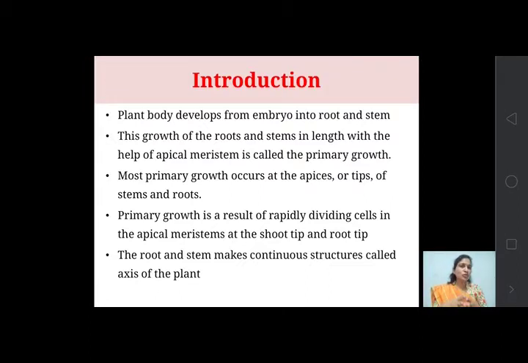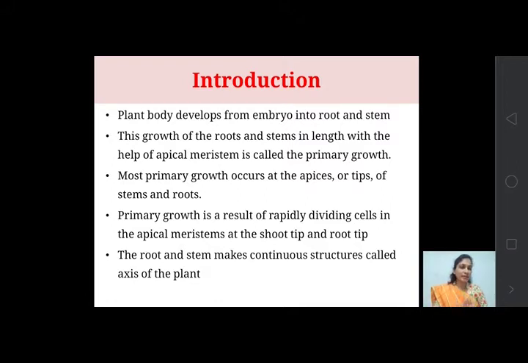So this growth of root and stem in length, with the help of what? With the help of apical meristematic tissues, it is known as the primary growth. Most primary growth occurs at the apices, at the tip of the stem and root. Primary growth is a result of rapidly dividing cells in the apical meristems at the shoot tip and the root tip. Got the point? So primary growth is nothing but the growth due to the activity of the apical meristematic tissues present at the tip of the root and the shoot.